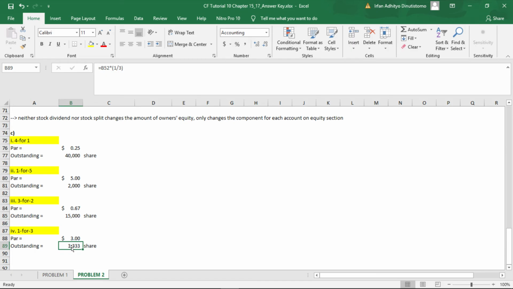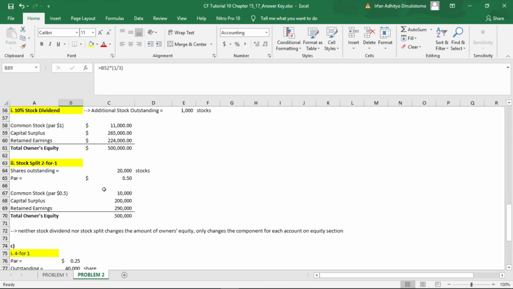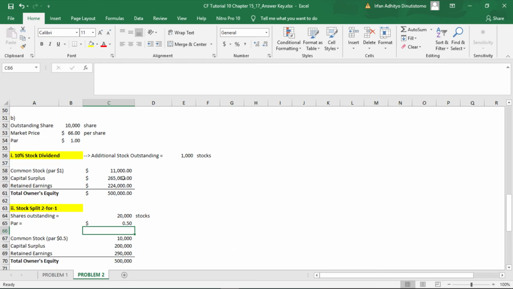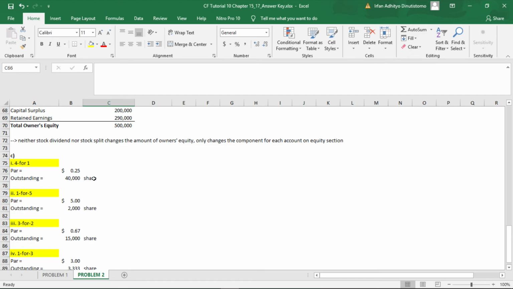But as a conclusion, as you have seen in the earlier problems, it wouldn't affect the owner's equity, the common stock or the capital surplus. No, it won't affect any of them. A stock dividend will affect only the component of the owner's equity, the composition will change, but the sum of the owner's equity will stay the same. So that's how stock split and stock dividend affect the composition of the owner's equity, or the balance sheet of the firm.